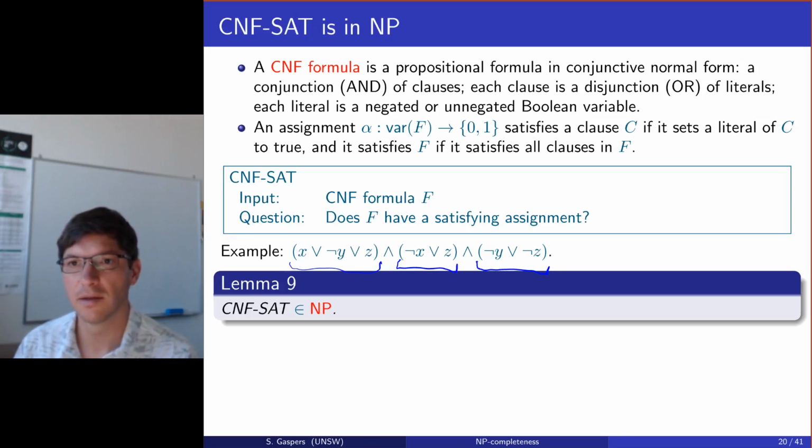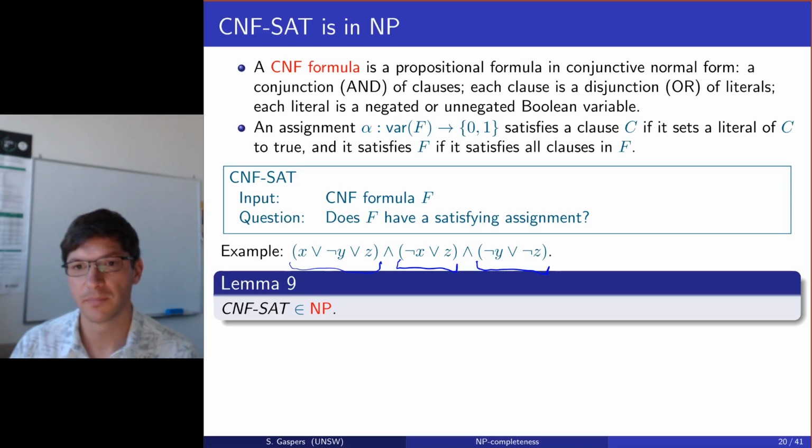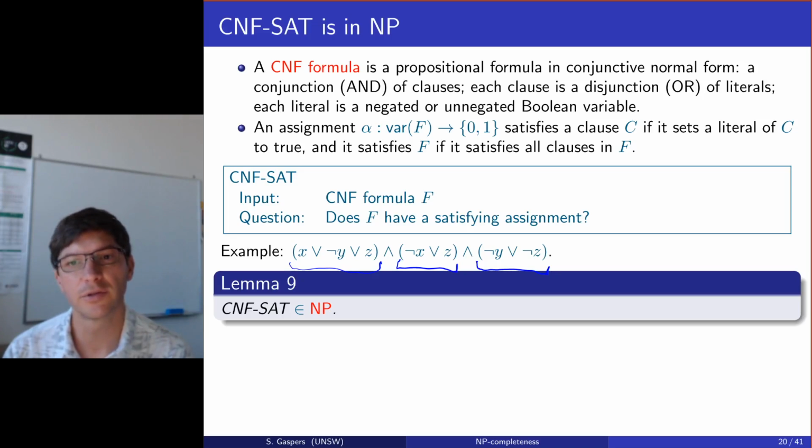Now, an assignment is a function that goes from the variables of the formula to 0 and 1, so it sets each variable to 0 or 1. We say that a clause is satisfied if the clause contains at least one true literal. And we say that the formula is satisfied if each clause of the formula is satisfied by this assignment. Now, the CNF-SAT problem has as input a CNF formula f, and the question is whether f has a satisfying assignment. So is it possible to find a setting of the Boolean variables to 0 and 1 such that the whole formula is satisfied, or the whole formula becomes true?